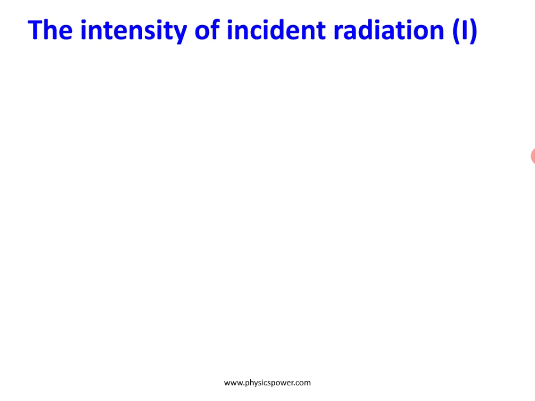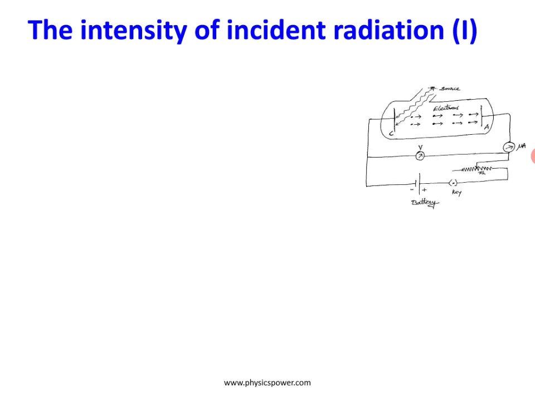Now the second factor: intensity of incident radiation. I already said that intensity of incident radiation means the number of photons incident on unit area in unit time. So increasing intensity means we are increasing the number of photons, and decreasing intensity means we are decreasing the number of photons.